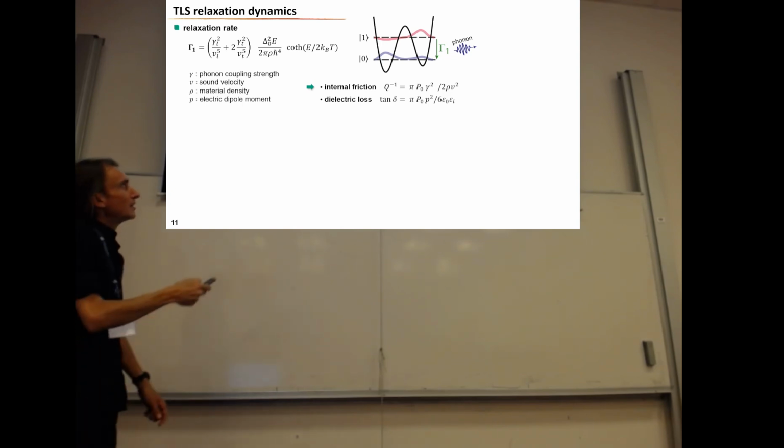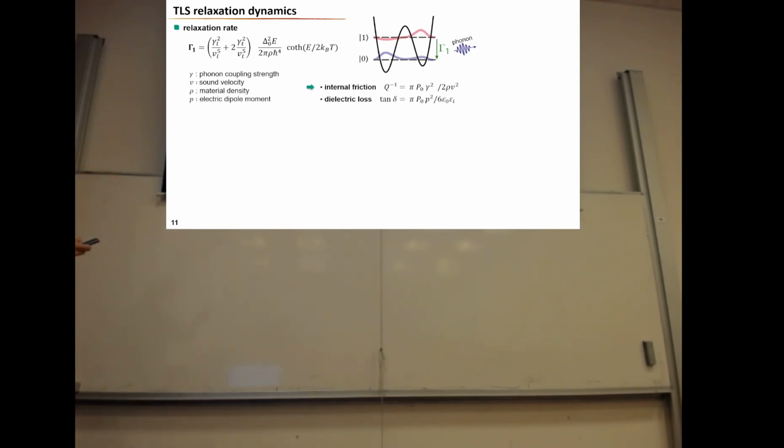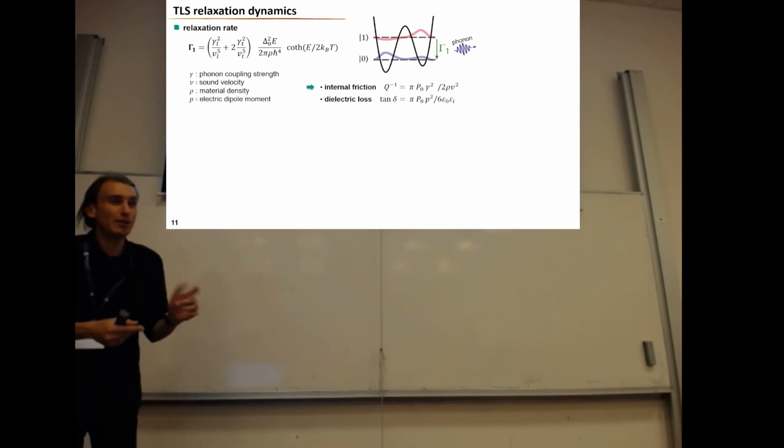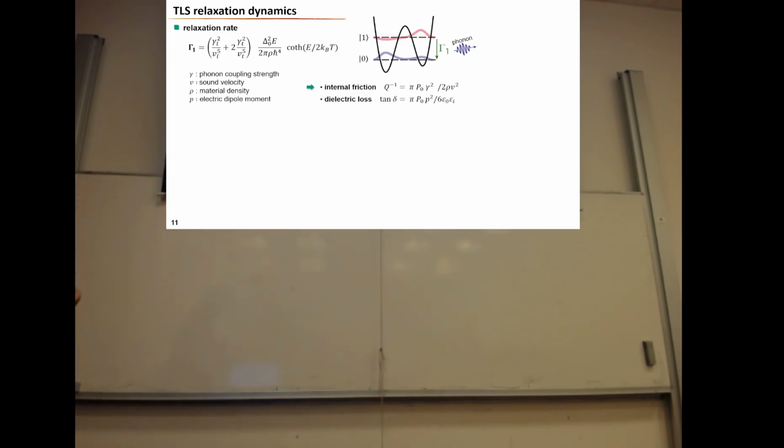By the electric dipole moment P, the TLS can also couple to fields and generate similar dielectric loss. Here we often talk about the loss tangent, tangent delta, which is again some kind of inverse quality factor if you wish. This is then again proportional to the density of TLS and the permittivity of the material.